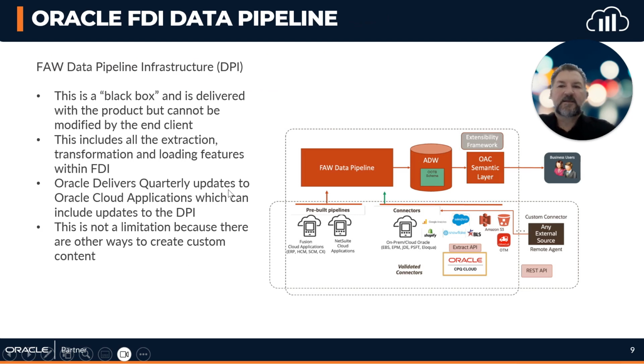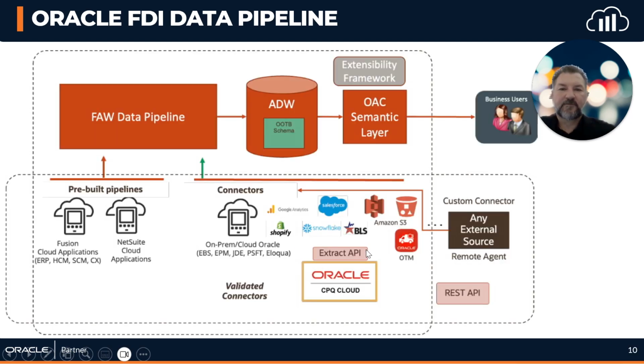When we look at the FDI data pipeline, this is the data pipeline infrastructure, or DPI, is actually how the data comes over from your Fusion applications. All this is pre-built for you. This will automatically grab the application data from your instance of FDI. It actually gets paired to that instance and then brings the data over into the data warehouse. Here's a more detailed, blown up view of that diagram.